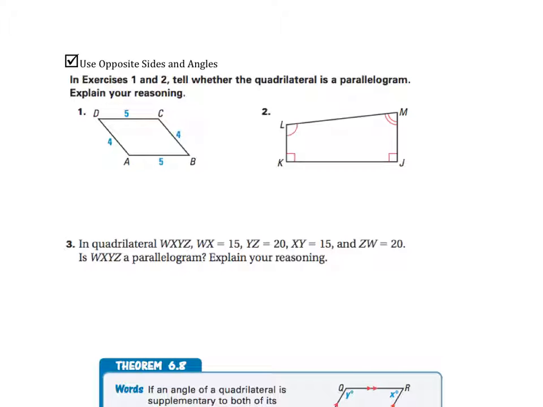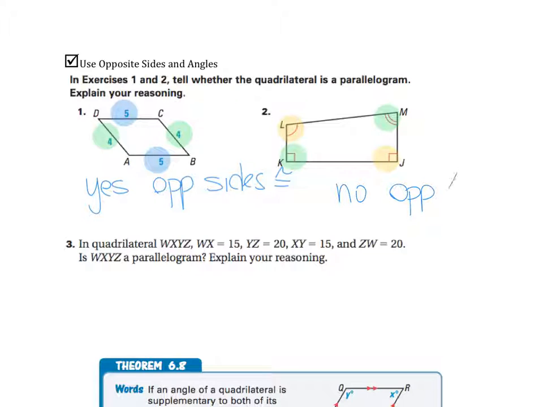So we're going to try these. Again, mark your opposites. Check to see that both pairs are congruent. And these are opposite sides. Angles, you're going to do the same thing, looking for opposite angles congruent. So both the green and yellow need to be congruent to each other, and this would be no. And this would be opposite angles not congruent.